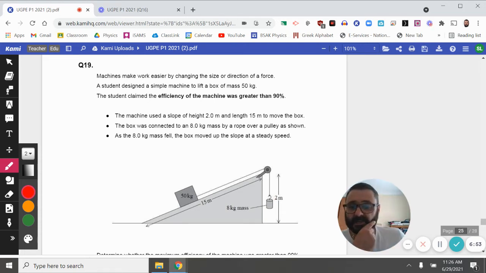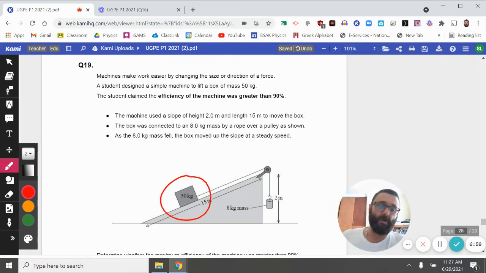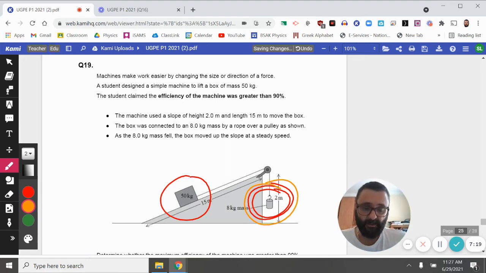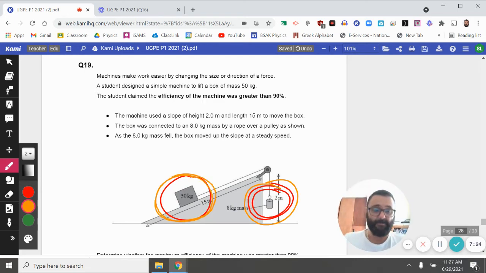Well, it says this machine is designed to lift this thing up the slope by making this thing move down. So when the 8 kilogram mass moves down, it loses GPE. So that's the energy in. The total energy in is the 8 kilogram mass losing GPE. Now the useful energy out is the 50 kilogram mass gaining GPE. That's the key important bit there.